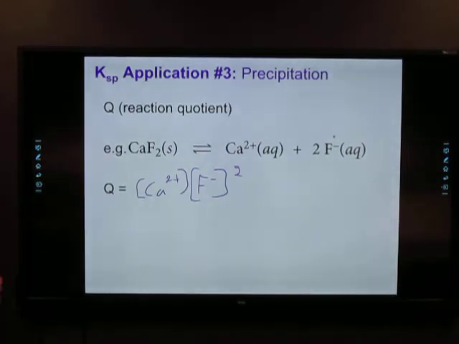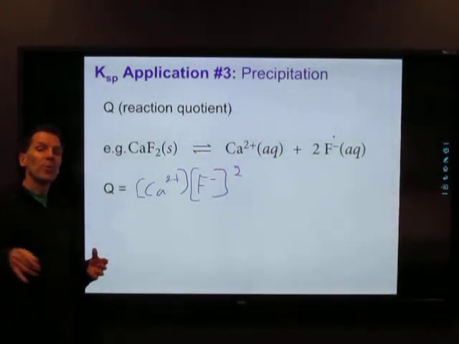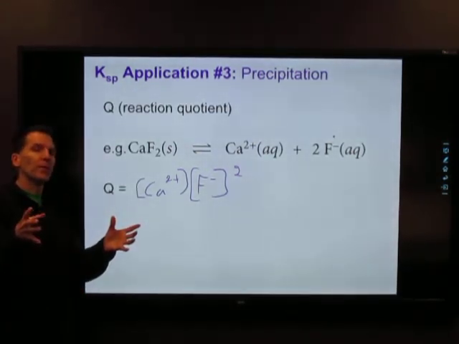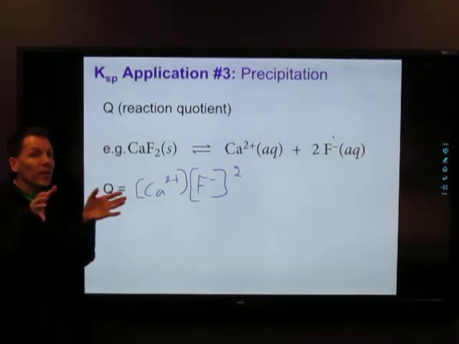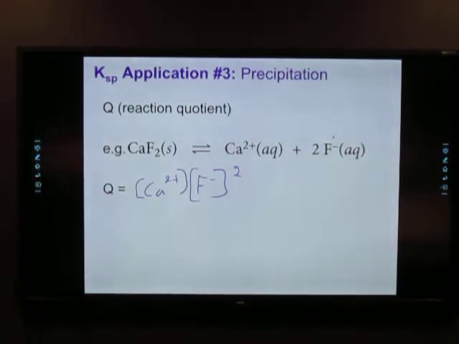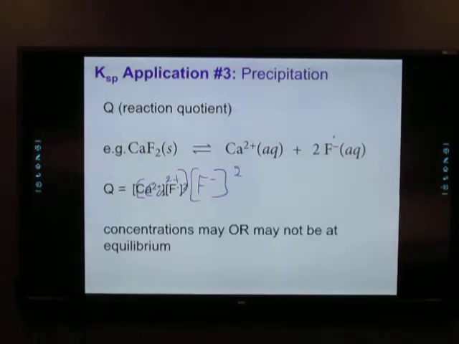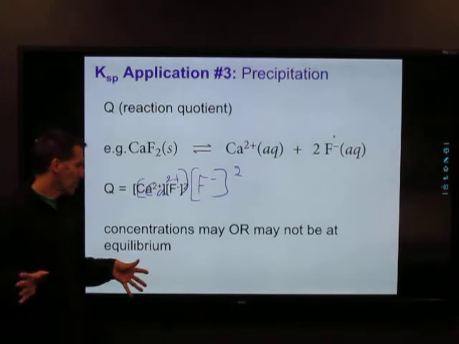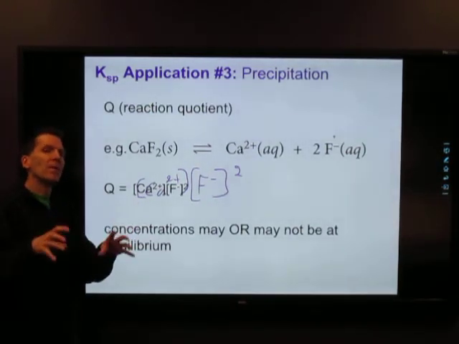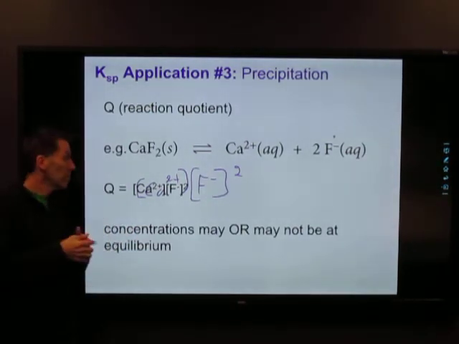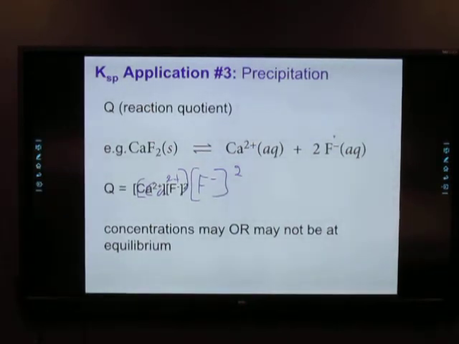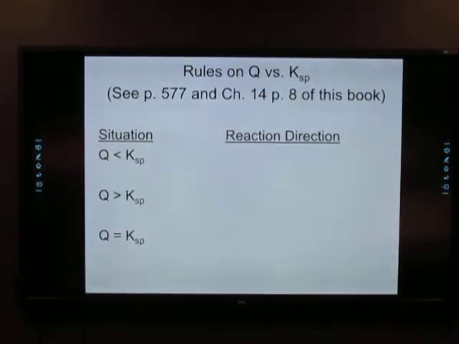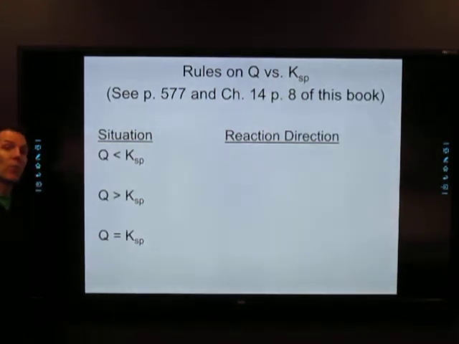And then we'll do our calculations based on values, and we'll review this in a moment, just predicting whether the reaction goes to the left or the right, or it's at equilibrium. And so keep in mind, concentrations may or may not be in equilibrium. When they are the same, then you have a perfectly saturated solution. And so this we covered back in chapter 14 when we talked about Q.